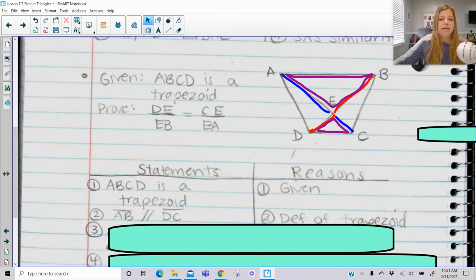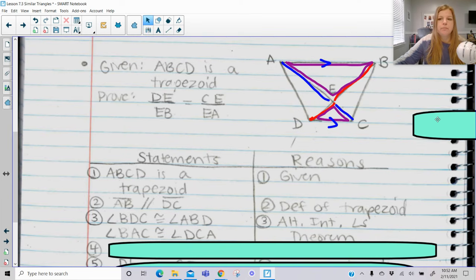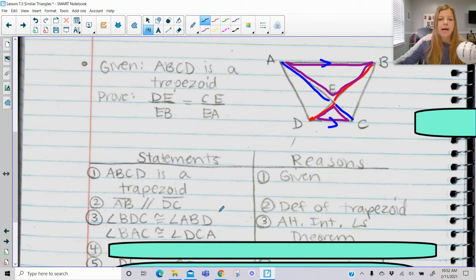So let's see where we go with this. Okay, AB is parallel to DC, and we know that because it's just the definition of a trapezoid. Okay, so now, because those are parallel to each other, these lines here, what look like diagonals, actually become transversals. So now we can say, okay, well, this angle, BDC, is congruent to angle ABD. Oops, made that one a little too long. And then this angle here, BAC, is congruent to angle DAC.